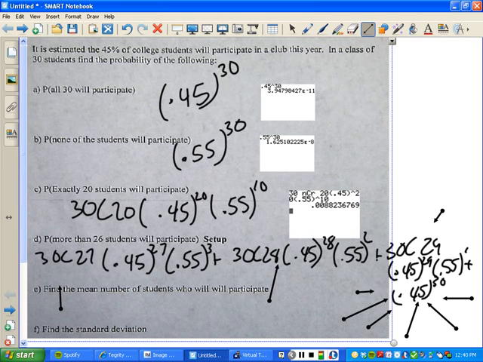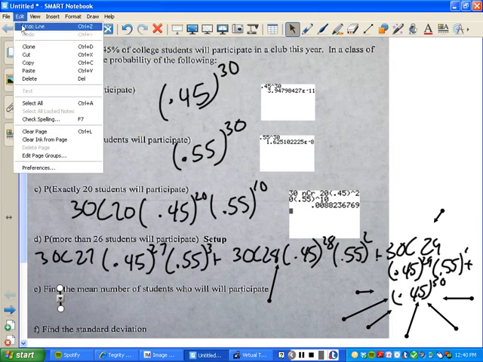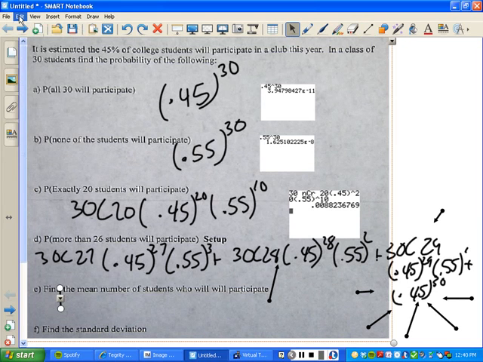People will say, well, why didn't you do 30 choose 30? Why did you do 30 choose 27, 30 choose 28, 30 choose 29, and then you just decided to quit? 30 choose 30 is 1. How many ways can you choose 30 objects if you have to choose 30 of them at a time? 1. Okay? And then 0.55 to the 0, well, that would be 1 as well. So that's the reason why.